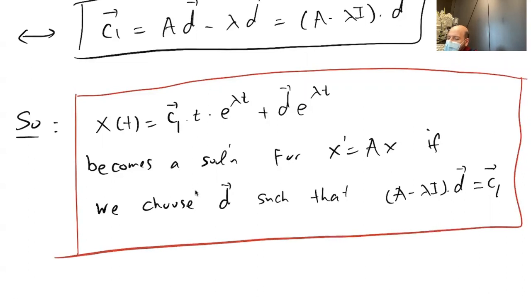So remember, we already had one solution, C1 e to power lambda t. We were looking for the second solution, which is linearly independent with the first solution. And our claim is that this will be the second solution. The solution of this form, you already have C1, you already have lambda, you want to find d, you can find d. d is going to be a solution of this equation, a vector that satisfies this equation.